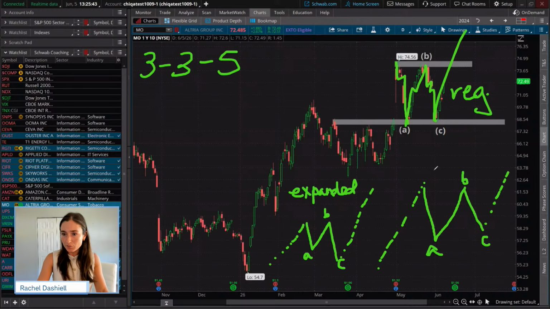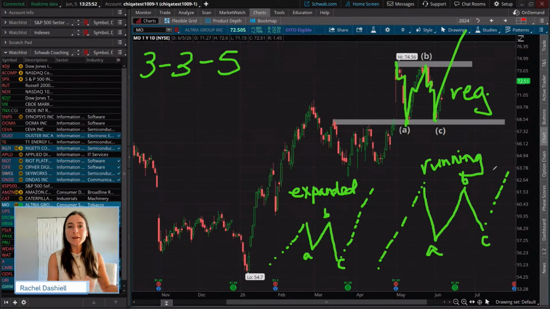So that is what we're going to be calling a running flat. Again, this is more of a sideways type of correction, not a sharp one, a sideways move. We have a 3, 3, 5, and the name of it is all going to be dependent on that last wave 5, which is that wave C. So is it going to be an expanded wave 5? Is it going to be a shorter wave 5? Or is it going to be that regular flat where it almost looks like a little double bottom pattern that we're putting in there?